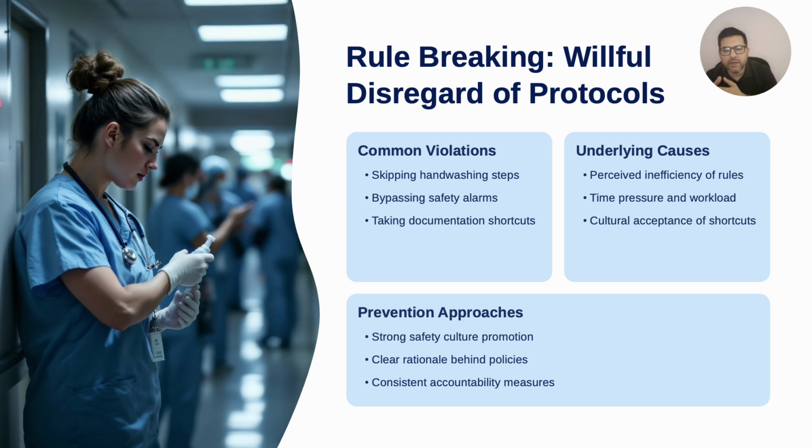Second is clear rationale behind policies. Just putting policies is not enough. When staff understand why a rule exists, its direct link to patient safety, they are far more likely to adhere to it. It's not just because we said so. The third is accountability and corrective actions. When deliberate rule breaking occurs, it needs to be addressed consistently and fairly. This reinforces that safety protocols are not optional for anyone.